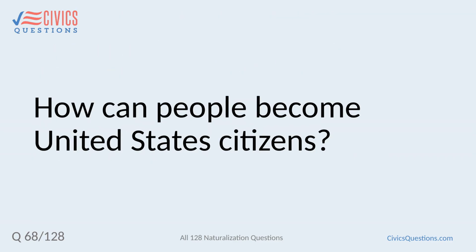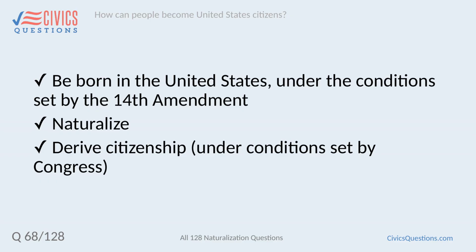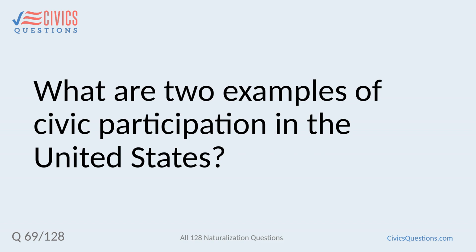How can people become United States citizens? Be born in the United States under the conditions set by the 14th Amendment. Naturalize. Derive citizenship under conditions set by Congress. What are two examples of civic participation in the United States?